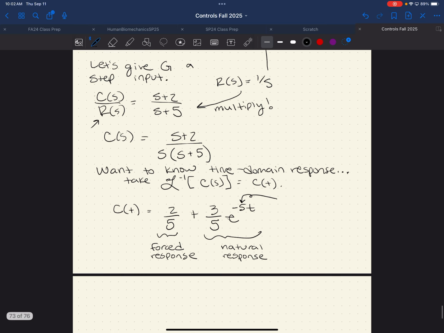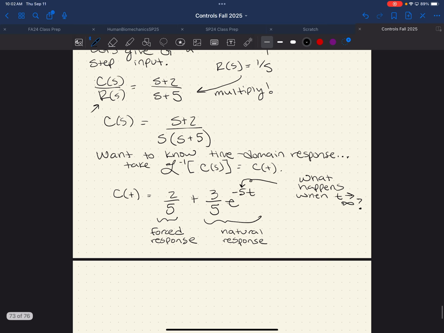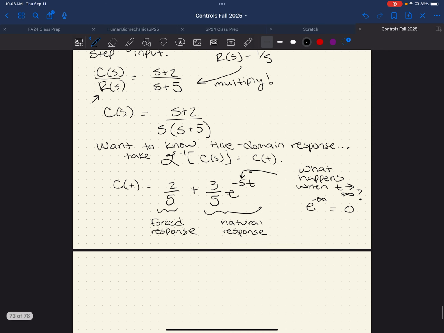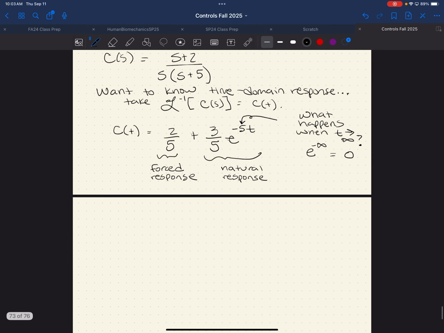Okay, let's look at maybe what happens when t goes to infinity. What happens when t goes to infinity? Any ideas? Yep, so e to the negative infinity equals 0. So this decay term will go to 0. Will the 2/5 ever become 0? Yes, so that is our steady state response.